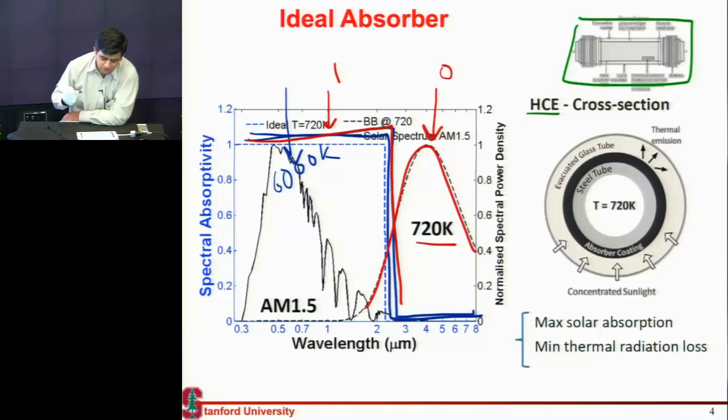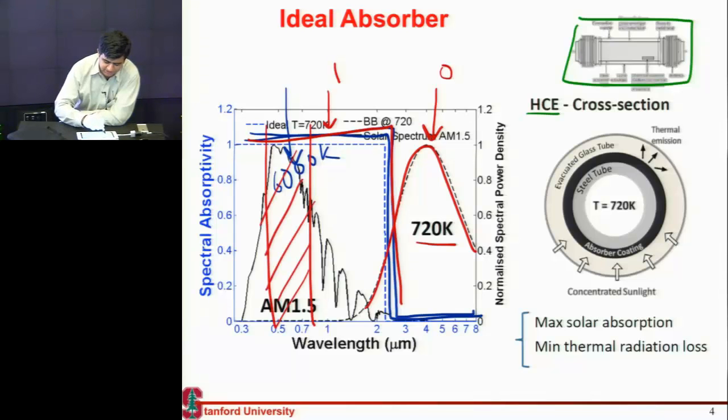So when you look at it, our human eye is sensitive to this range, right? This is where the visible spectrum is. So when you look at one of these heat collecting elements, since it has perfect absorptivity in the visible spectrum, it appears black to our eye. Okay.